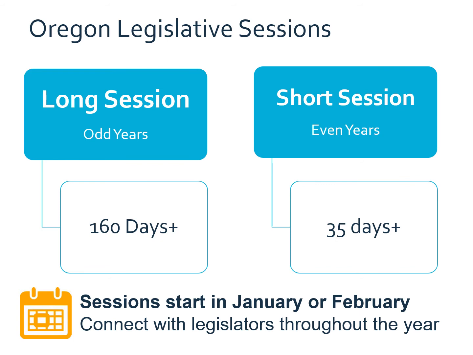In Oregon, we have long sessions which are scheduled the odd numbered years like 2021. Those sessions are scheduled to last around 160 days. Then in even numbered years, we have what are called short sessions that usually last around 35 days. We also sometimes will see special sessions being called to handle things like the pandemic that we are experiencing currently. Sessions usually start in January or February, but what's important to know is that you can connect with your legislators throughout the year.